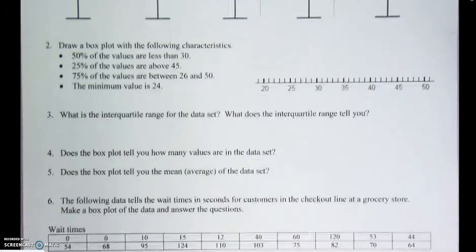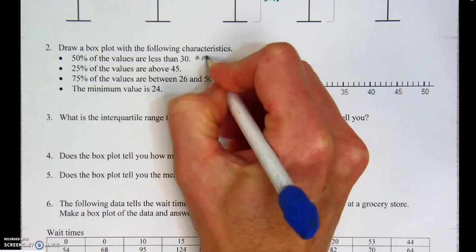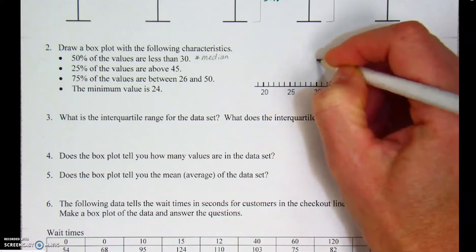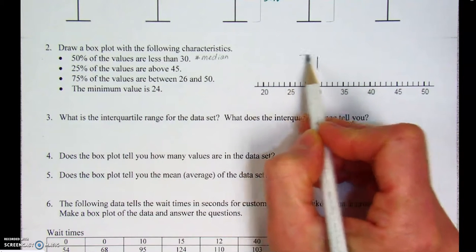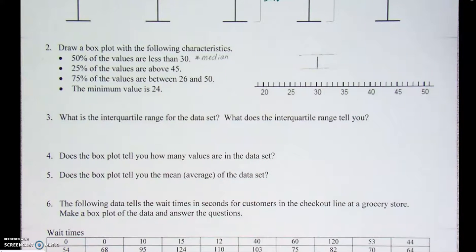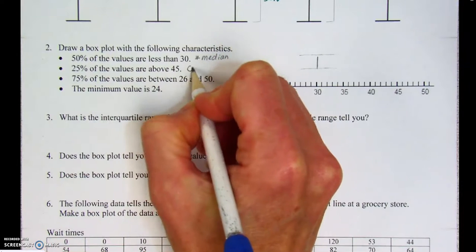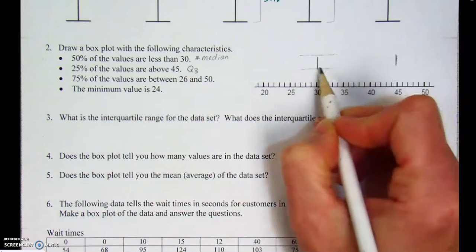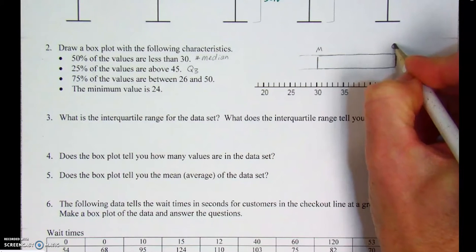Number 2 is asking us to draw a box plot with the following characteristics. 50% of the values are less than 30. This right here tells me what my median is. So less than 30, meaning that vertical line through the center of the box is going to be right there. And then I kind of have to figure out where the rest of the box is going to be. 25% of the values are above 45. That tells me what my upper quartile is. So 45 is up here. This is my median. This is my third quartile.